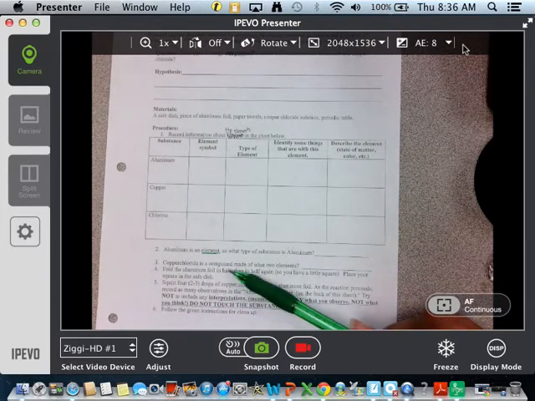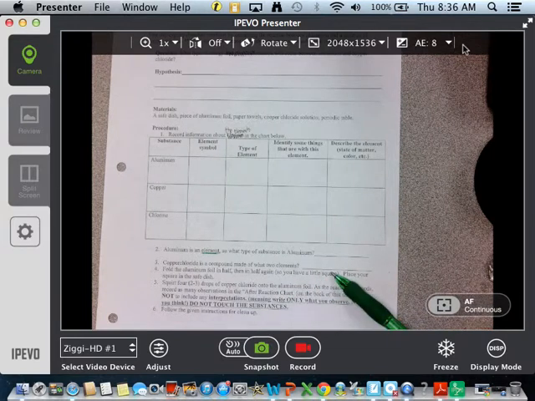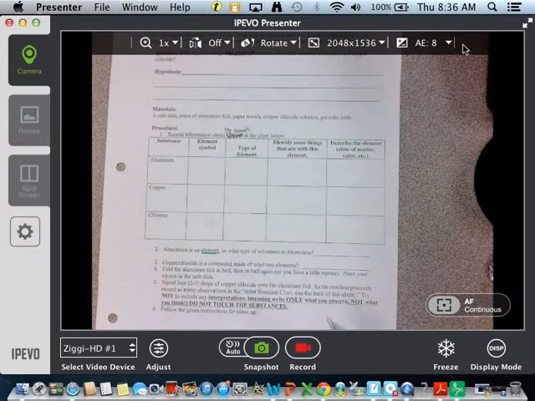Copper chloride is a compound made of two elements. Which two elements are they? Write it down. No, don't ask me if I said what. I just read question three. Answer it.